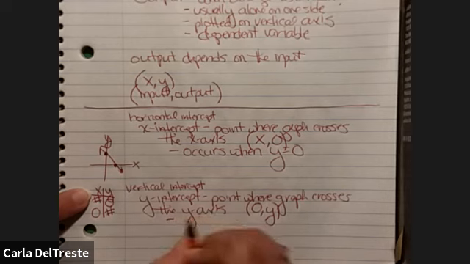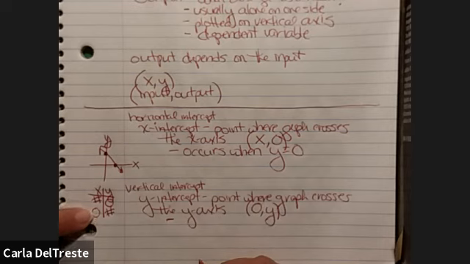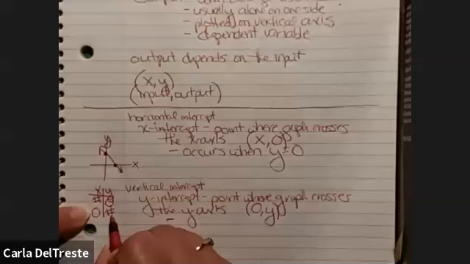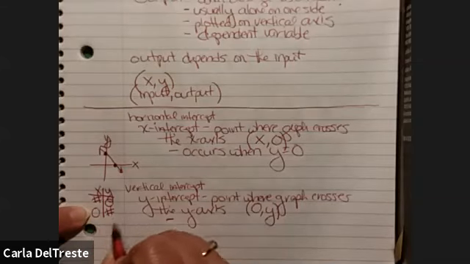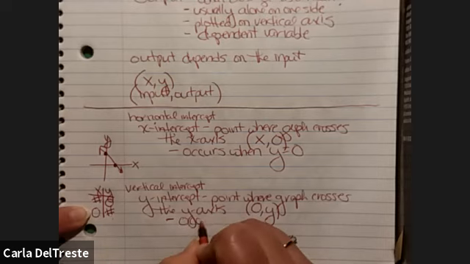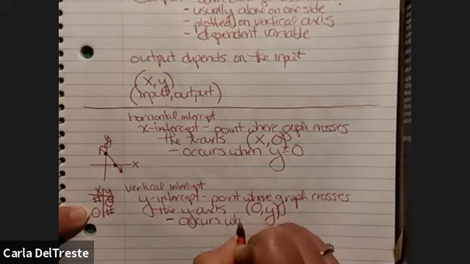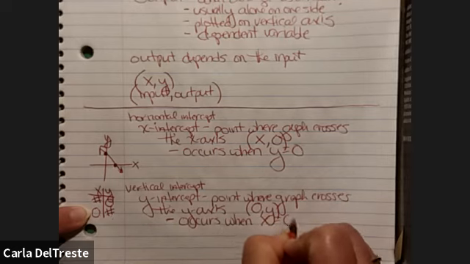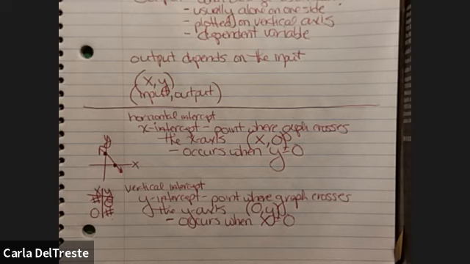If that's the table definition for the horizontal intercept, then what should I be saying for vertical? My x value is 0, so 0 paired with some number, that's going to be my y-intercept. So the y-intercept occurs when x equals 0. And it's always the opposite letter, if that makes it easier to remember.